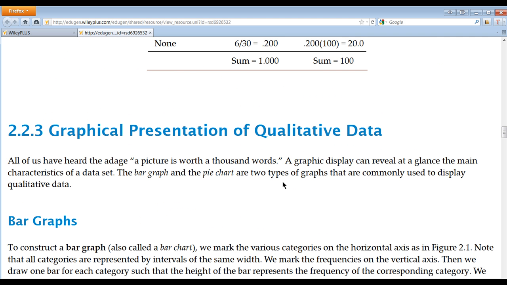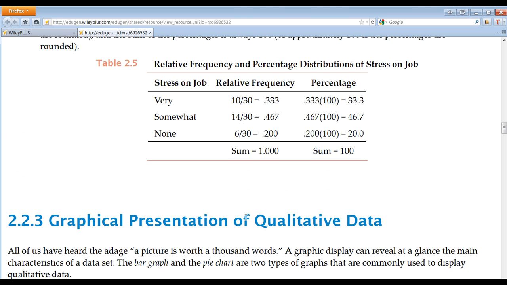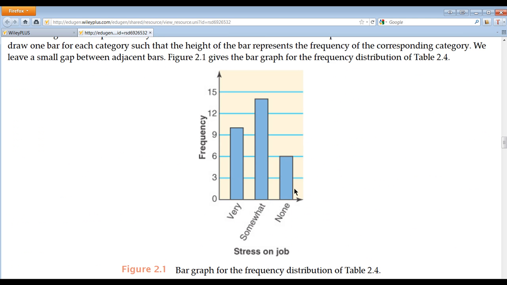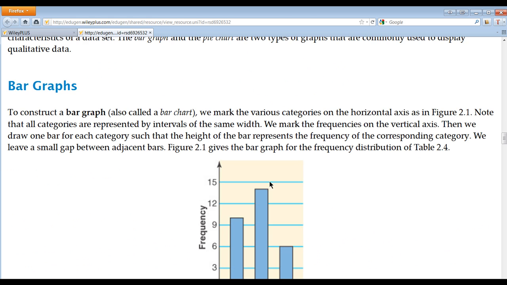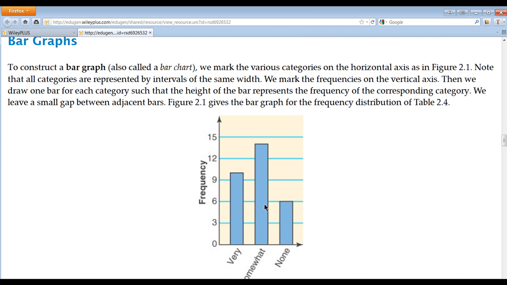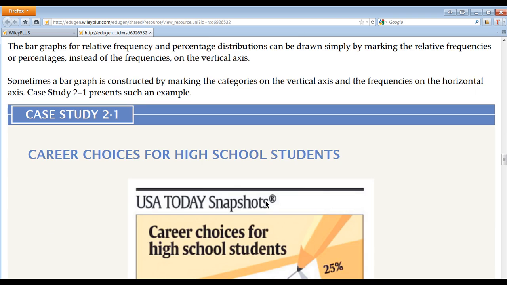And then we can make a graphical presentation of this situation. We just have a category called very, a category called somewhat, and a category called none. And we'd have the heights of a bar graph as 0.33, 0.46, and so on. So we get this, right? Very, somewhat, none. And we saw that this one was 46%, that was the highest, and so it's the highest here. Okay?